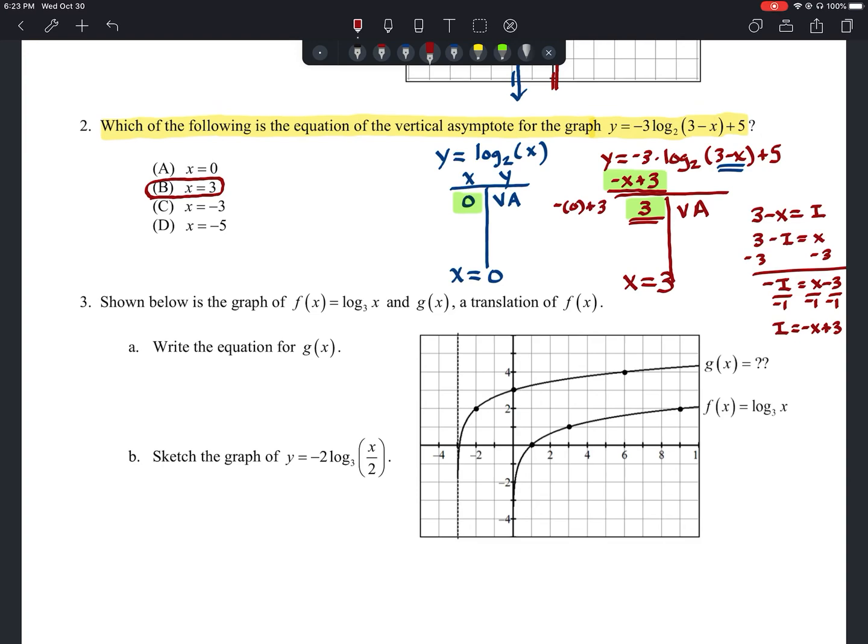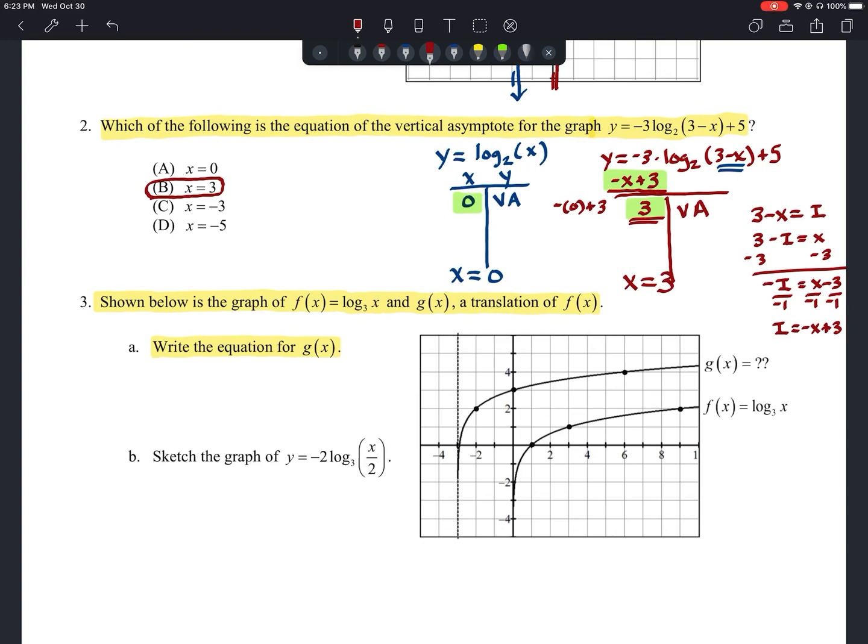Now, problem 3 says, shown below is the graph of f of x equals log base 3 of x and g of x, a translation of f of x. So they want us to find the equation for g of x.